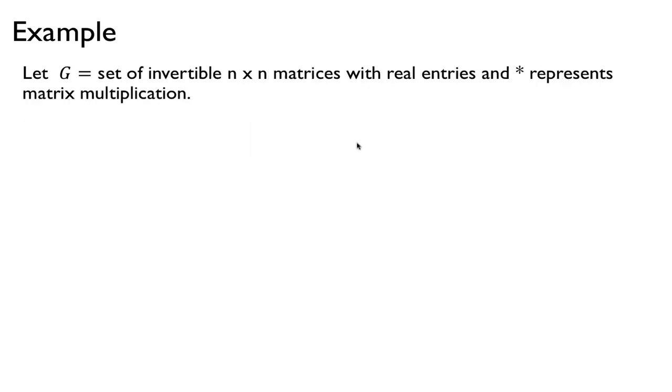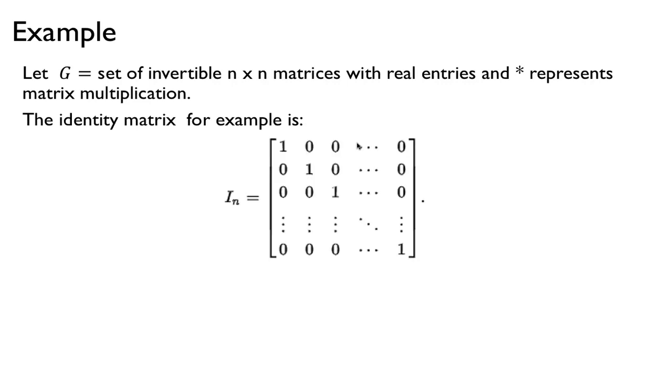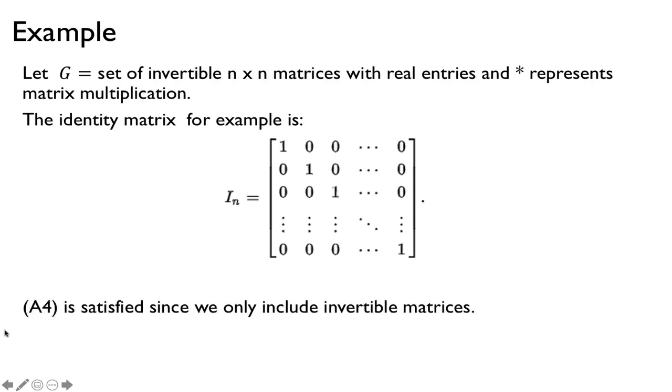So that's another example. Here's another one. Take the set of invertible n by n matrices with real entries, and the operation is matrix multiplication. If you've done linear algebra or even just basic pre-calc, you've done some matrices. So here's the identity element. If you multiply this with anything, you get itself again. And certainly A4 is satisfied because we're only including invertible matrices.